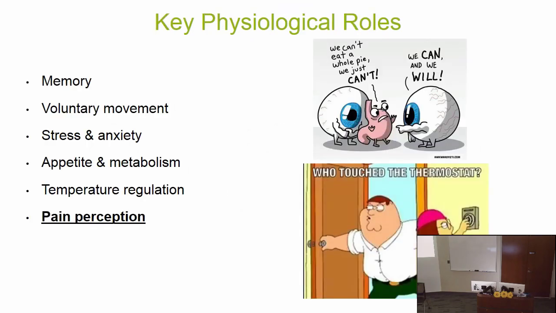So let's just emphasize the key physiological roles for cannabinoids. Memory, voluntary movement, stress and anxiety, like if you're delivering a presentation to a bunch of people you've never met before, appetite and metabolism, temperature, and for today, pain perception.